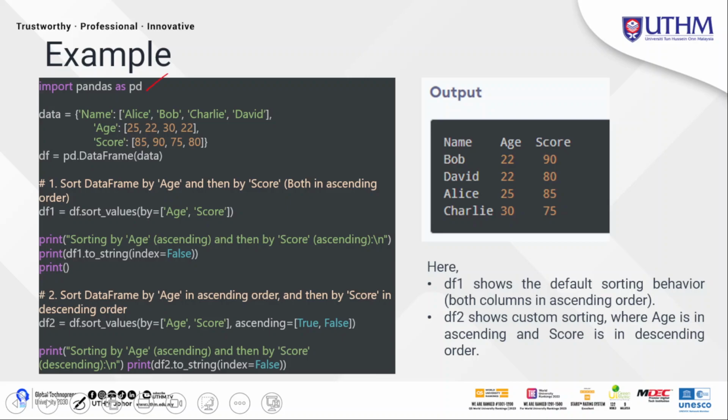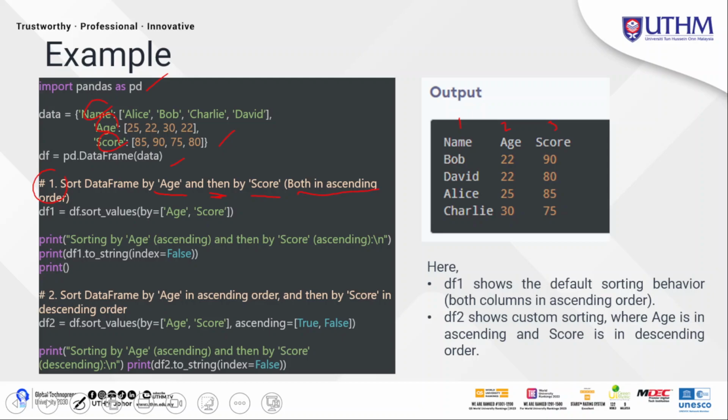Based on pandas, import pandas, create the data and the data frame. Okay, we have three columns: name, age, and score, with column numbers 1, 2, and 3. Okay, we want to sort first. This is the first question. Sort the data frame by age first, then by score. So first it will check the age, and both are in ascending order.